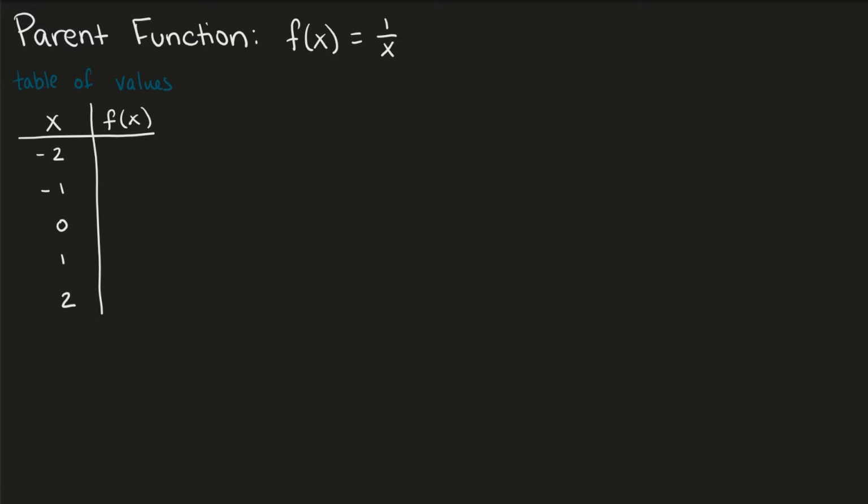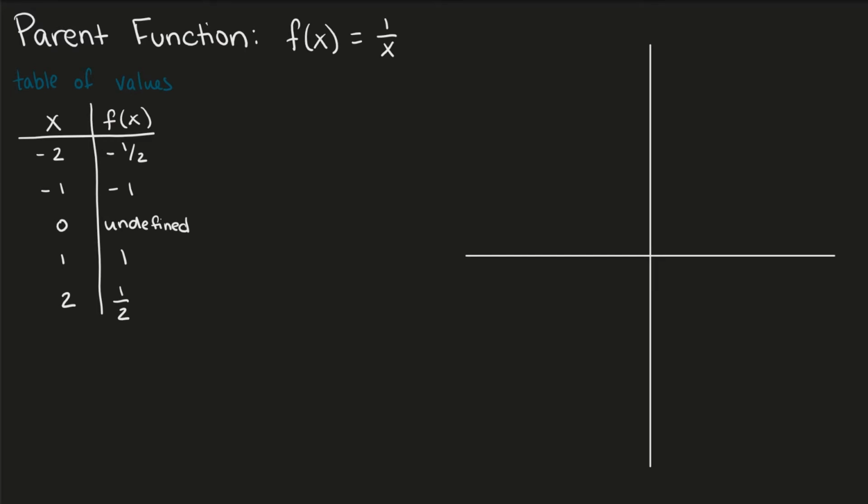When we plug in -2 to 1 over x, we get -1/2. When we plug in -1, we'll get -1. When we plug in 0, we get 1 over 0, which is undefined. When we plug in 1, we get +1. And when we plug in 2, we get +1/2.